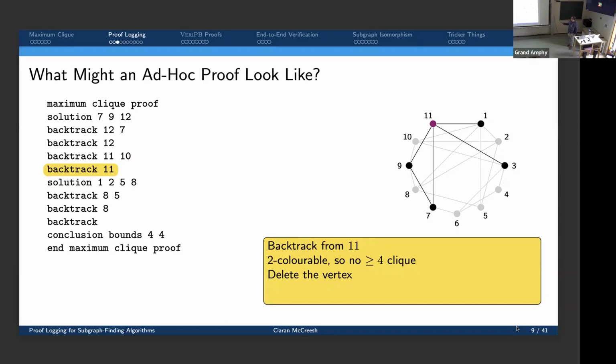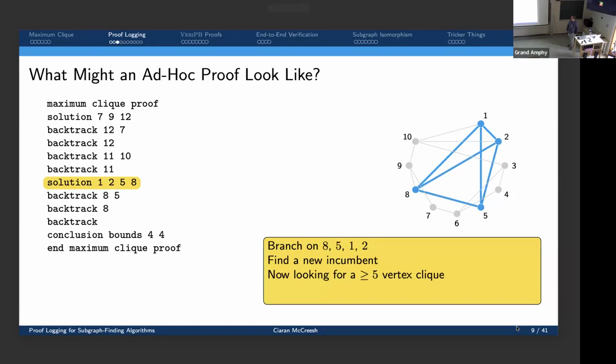At this point here, I've accepted 11. I have 1, 3, 7, and 9 left. You can see this is too colorable. Let's see. Those 2 vertices have to be given different colors, but then these vertices are free. So again, I'm not going to get a 4 clique. I can backtrack and I can delete vertex 11.